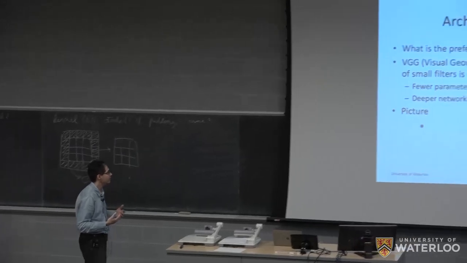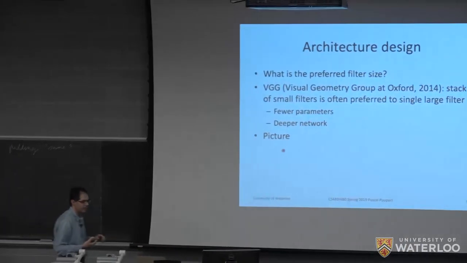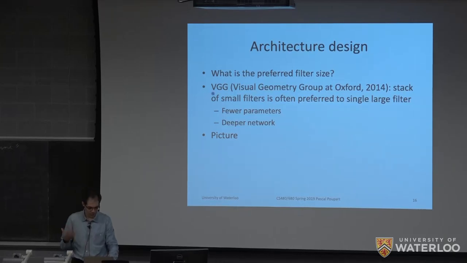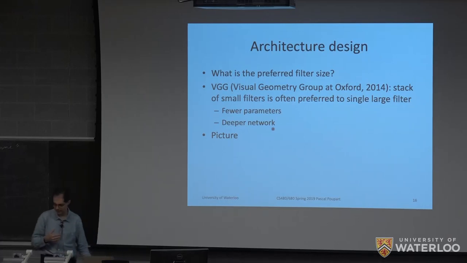That being said, there are some tricks or some rules of thumb that have shown good results. And in particular, in 2014, a special architecture was proposed by the Visual Geometry Group, so VGG, at Oxford. They proposed that what we could do is simply have a stack of small filters as opposed to a single large filter in order to obtain fewer parameters and also a deeper network. Okay, so let's draw a picture for this.